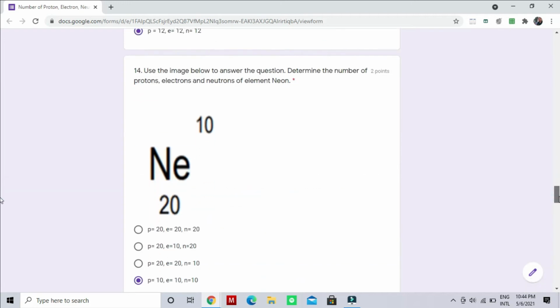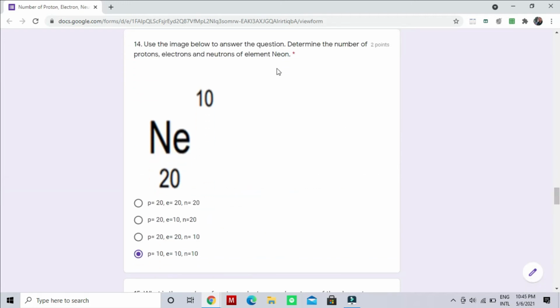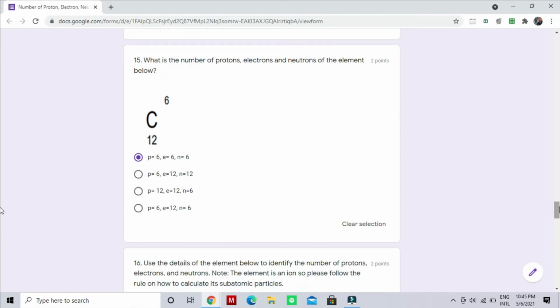Question number 14. Use the image below to answer the question. Determine the number of protons, electrons, and neutrons of the element neon. The correct answer is the proton is 10, the electron is 10, and the neutron is 10. Question number 15. What is the number of protons, electrons, and neutrons of the element below? The correct answer is the number of proton is 6, electron is 6, and neutron is 6.